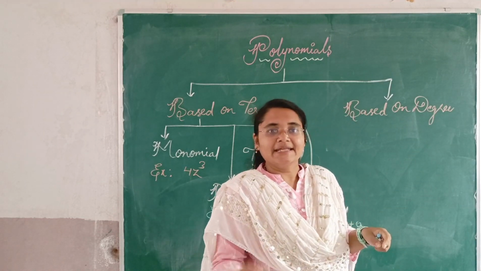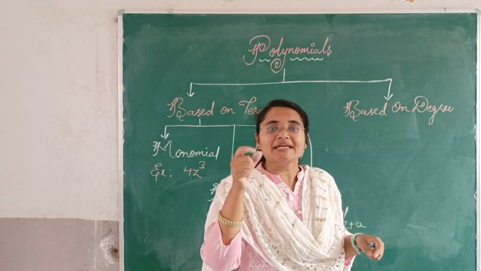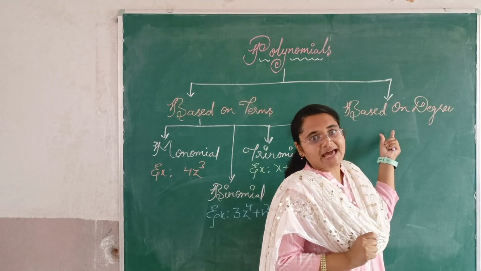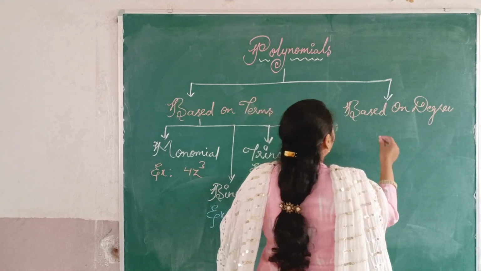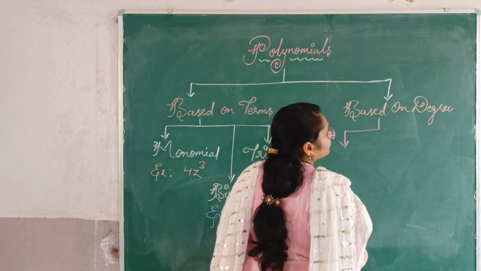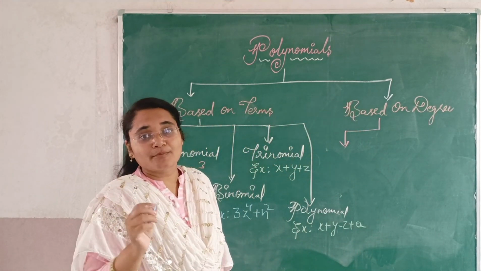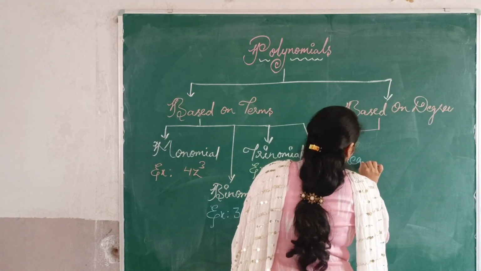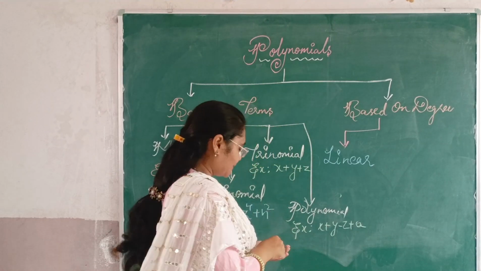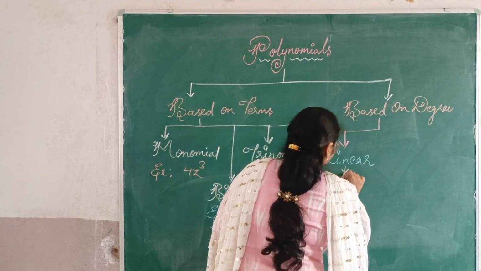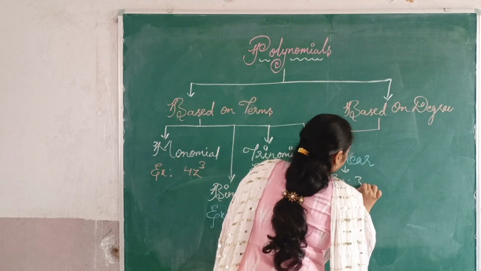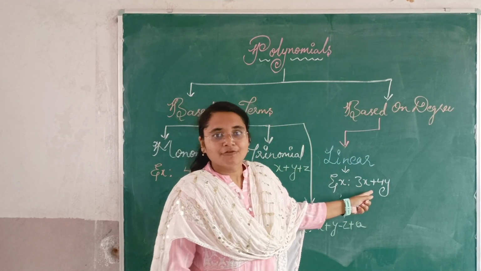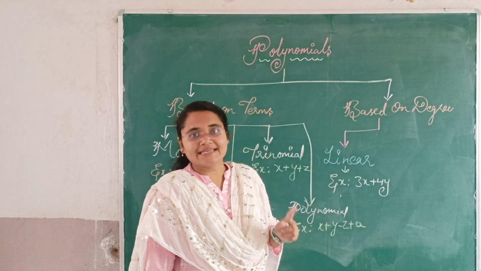Next, coming to the point of based on degree. Degree in the sense highest power in that polynomial is called the degree. Now based on the degree we are having the categories. If the degree is 1, then we are going to call the polynomial a linear polynomial or linear equation. Example, 3x plus 4y. Here the degree is 1.